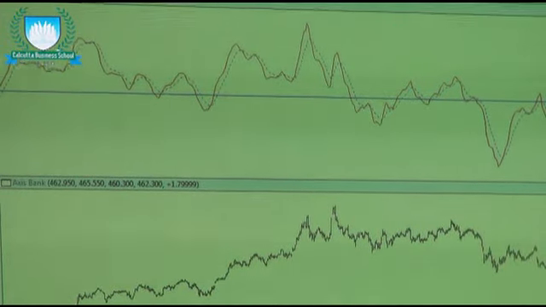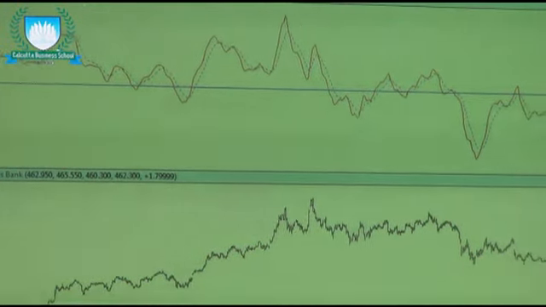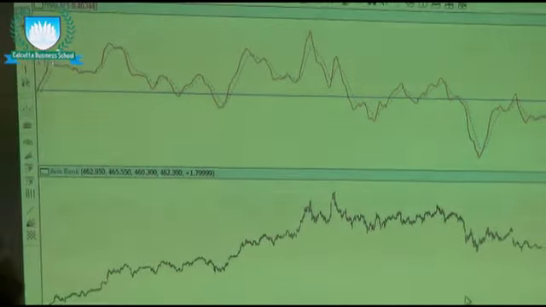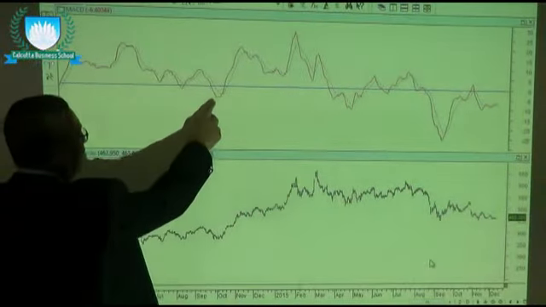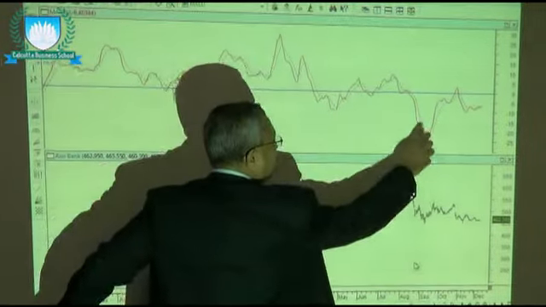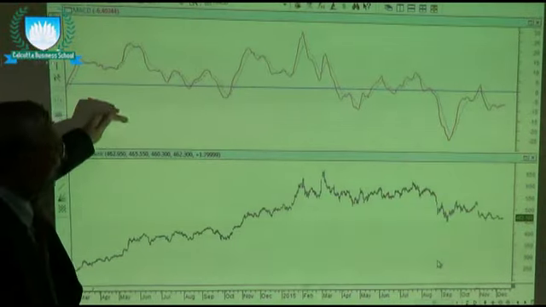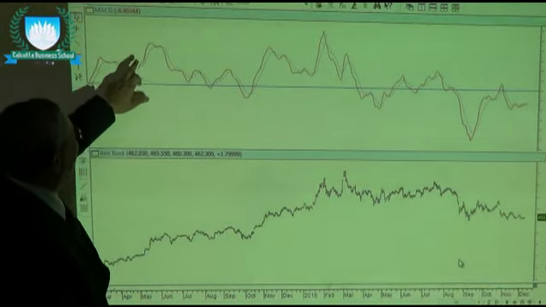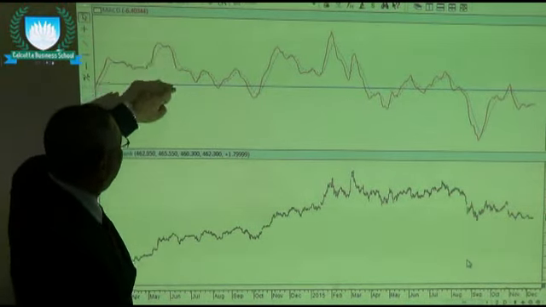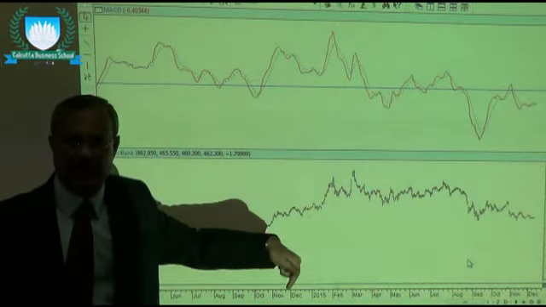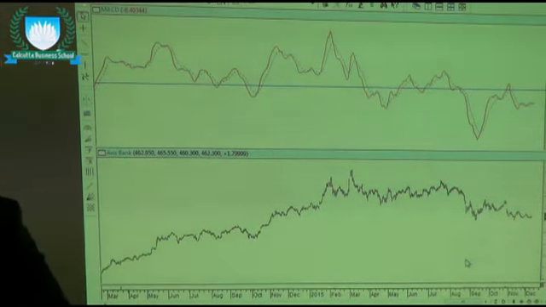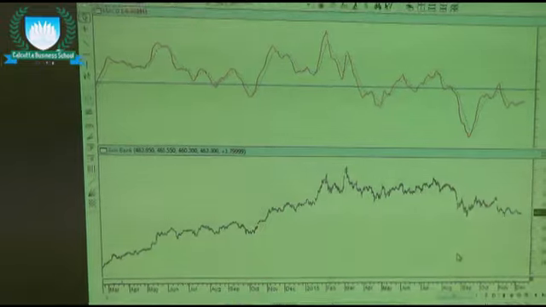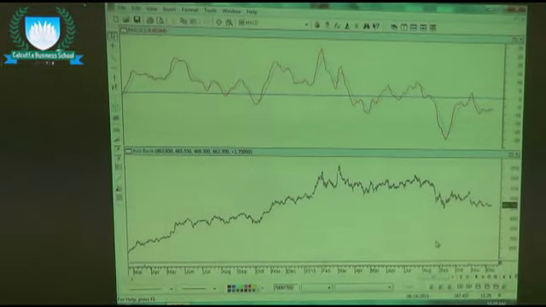So the way I would look at MACD, my recommendation would be that if and when the red line intersects the blue line from below in an oversold situation, buy. And when the red line intersects the blue line from above in an overbought situation, then sell. So MACD should be used carefully under such circumstances.